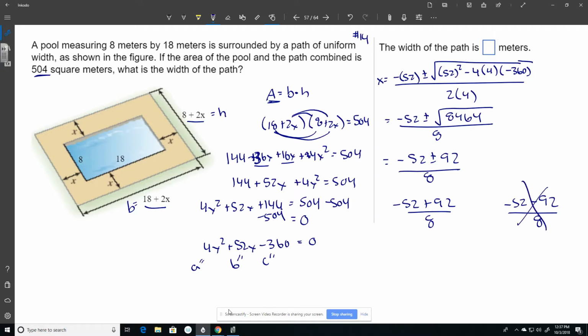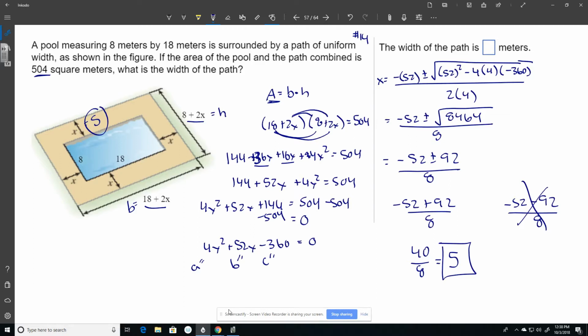I'm going to ignore this one because a negative minus a positive becomes more negative, and I don't care about my negative answer. I want my positive distance answer. So I'm going to focus on this one. Negative 52 plus 92 is 40 divided by 8. 40 divided by 8 is just 5. And there's my answer. X is equal to 5. That's the width of my path.